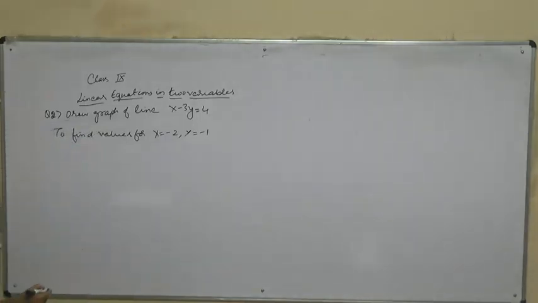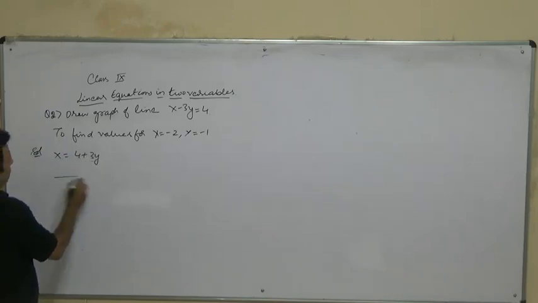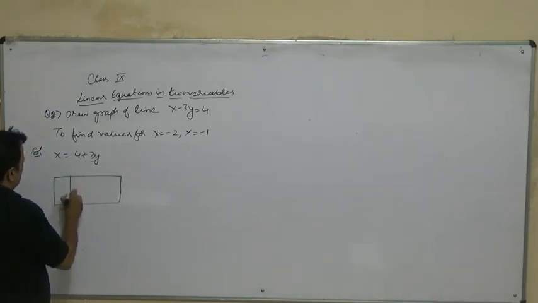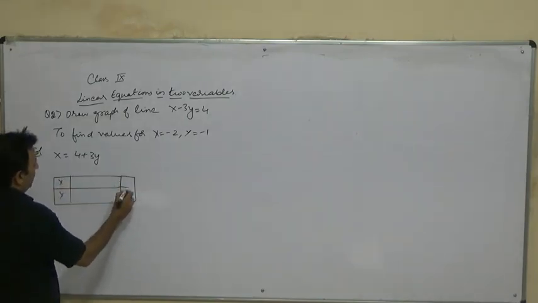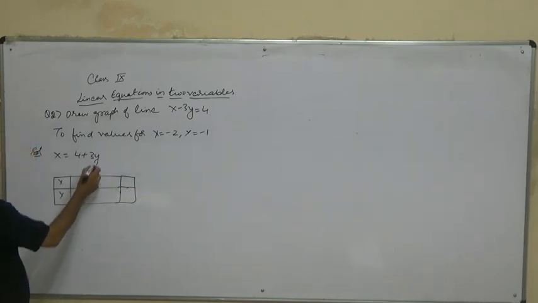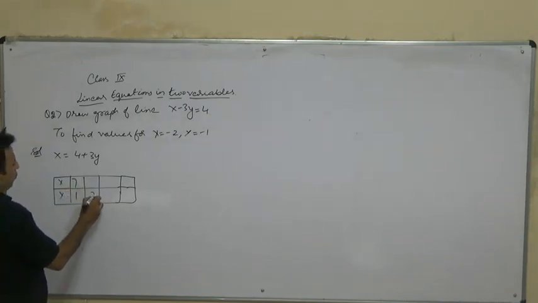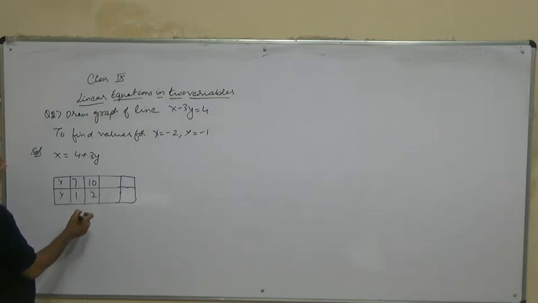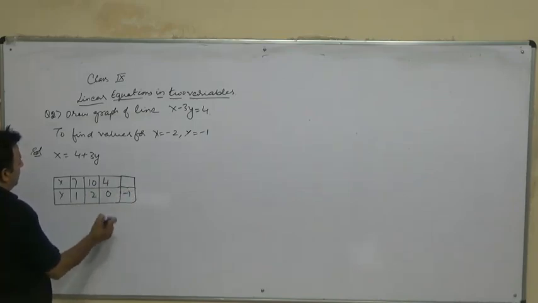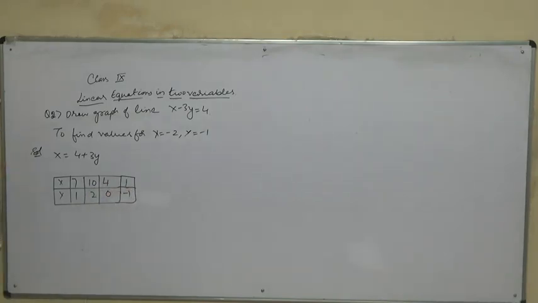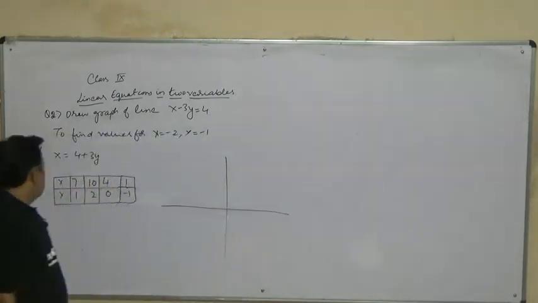So first of all we plot this graph. Solution: it will be x is equal to 4 plus 3y. So here we plot the various values of x, y. We put the values for y and get the values for x. When y is 1, x is 7; y is 2, x is 10; and y is 0, x is 4; y is -1, x is 1. Now we draw the graph for this. So it will be 1, 4, 7, 10.